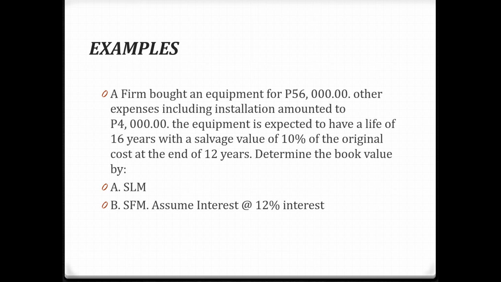So, another example. Say a firm bought an equipment for 56,000 pesos. Other expenses including installation amounted to 4,000 pesos. The equipment is expected to have a life of 16 years with a salvage value of 10% of the original cost at the end of 12 years. Determine the book value by SLM and SFM. Okay. So here, 16 years is the L. Yung 12 years is before na ma-reach niya yung useful life. So, may book value pa rin dyan sa 12th year. Or, actually, yun yung unknown, yung C sub 12.